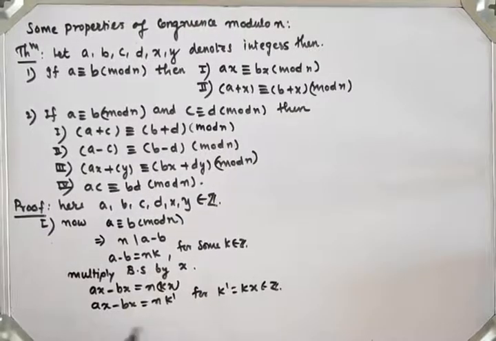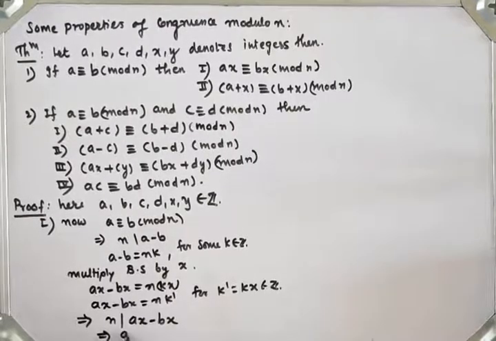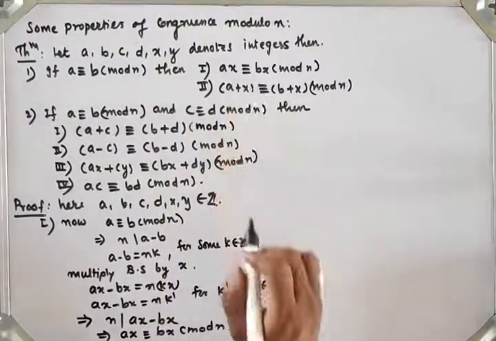Then by using the definition of congruence relation, what will we say? n divides Ax minus Bx, and Ax is congruent to Bx modulo n. Hence the proof of the first part.